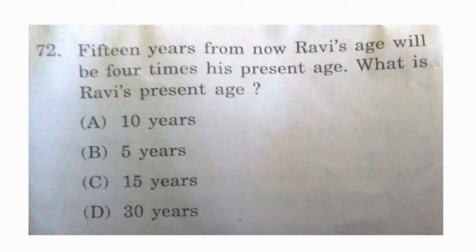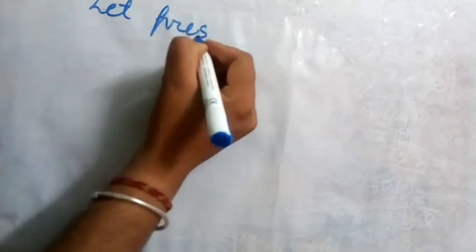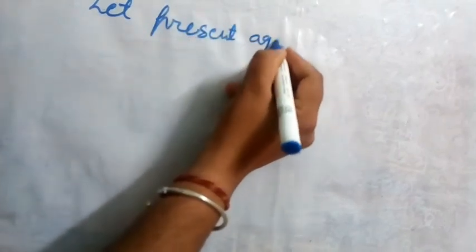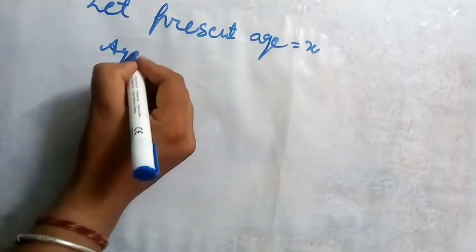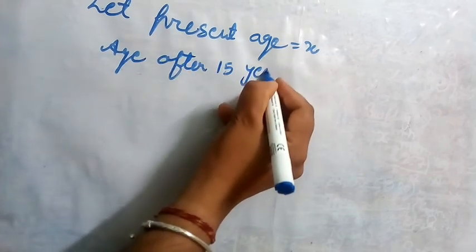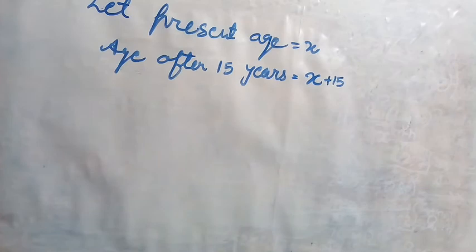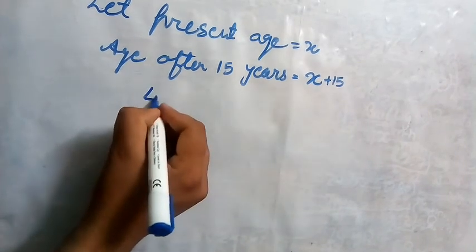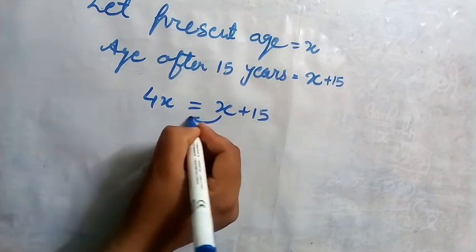Next is 15 years from now, Ravi's age will be 4 times his present age. What is Ravi's present age? So it is also linear equation. Let present age of Ravi be x. Then the condition is after 15 years his age will be x plus 15. This will become 4 times the present age. So 4x equals to x plus 15.